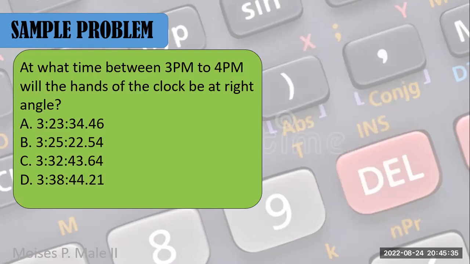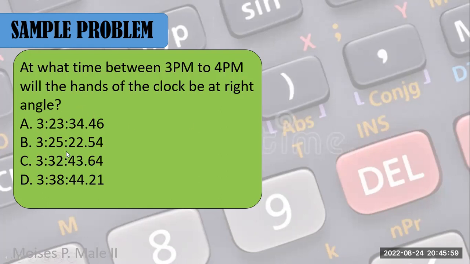Okay, so, try natin. At what time between 3 and 4 p.m. will the hands of the clock be at right angle? No? So, mode stat din gamitin natin dito. Okay? So, input na natin yung, bali yung time is yung sa x, tapos yung angle yung nasa y column. Okay?